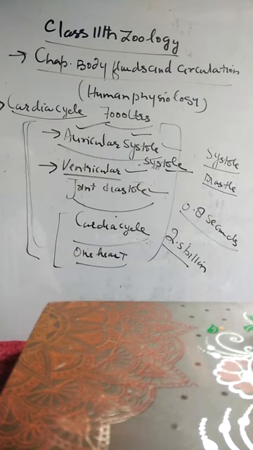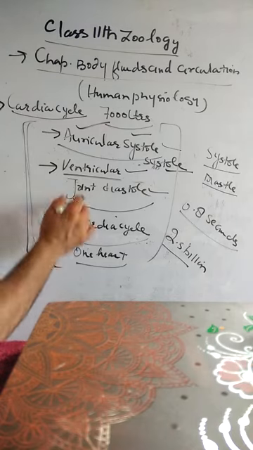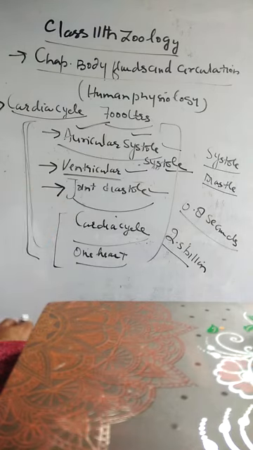That comprises ventricular systole. Then the third stage is joint diastole. Joint diastole comprises a stage when both the auricles and the ventricles relax. This forms the complete cardiac diastole. Relaxation of both auricles and ventricles marks the completion of one heartbeat. This is known as the heartbeat, or one cardiac cycle.